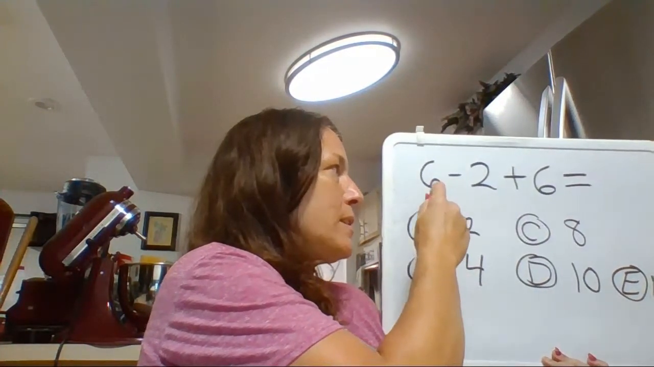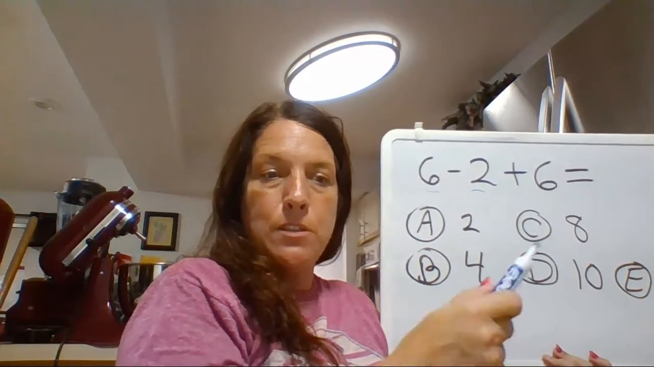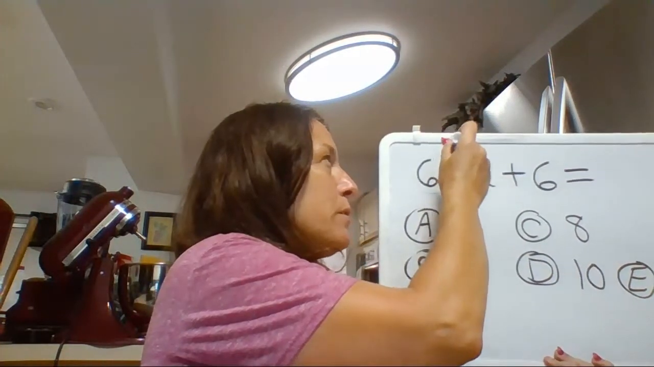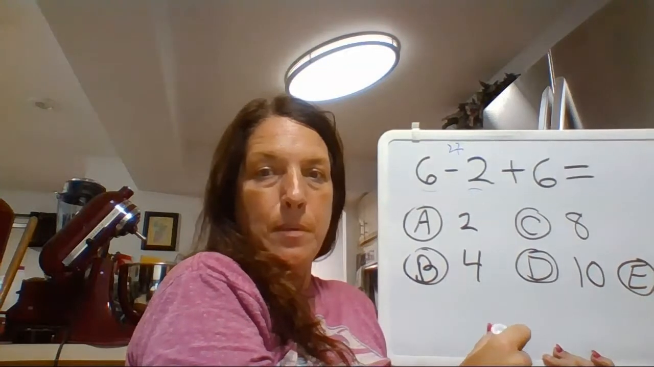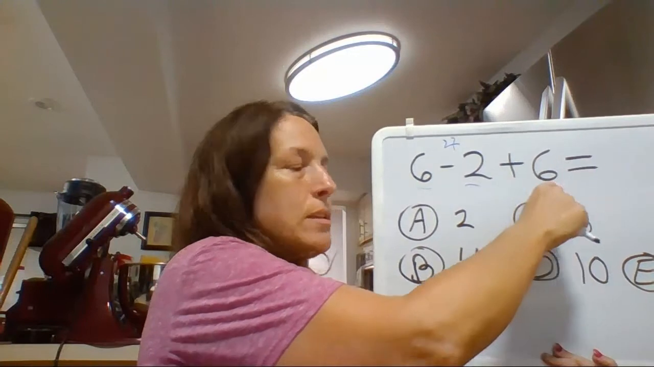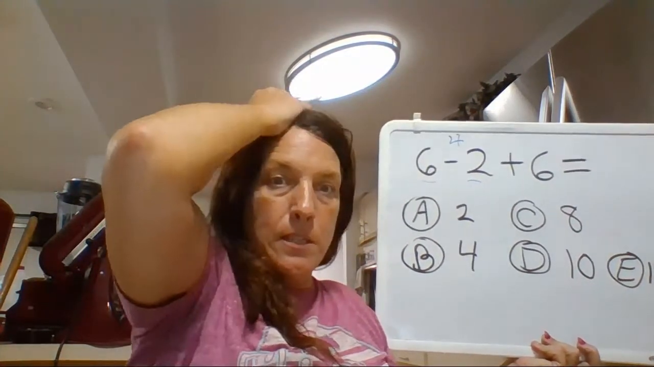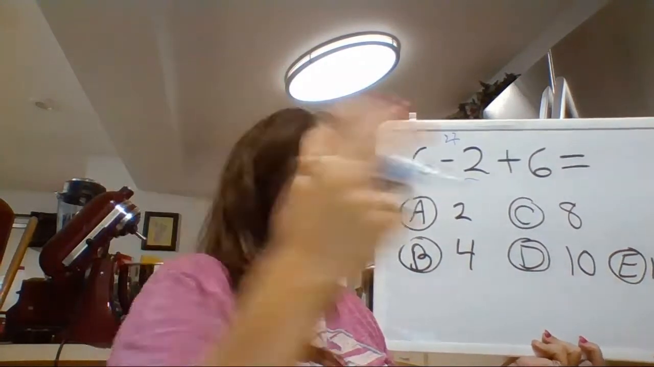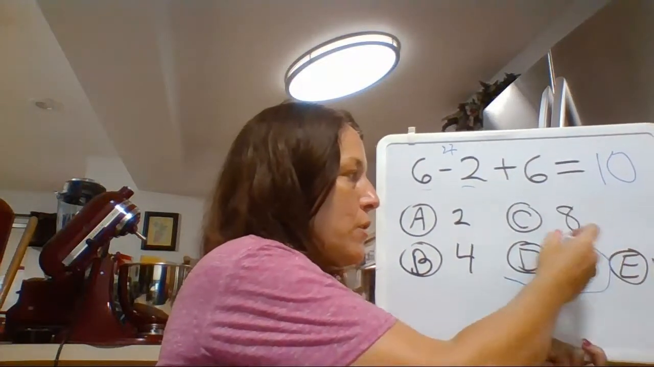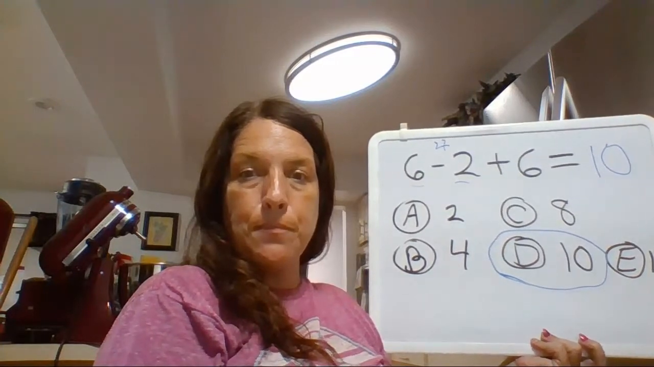So we're going to start with 6, take away 2. If you start on 6 and count back 2, 6, 5, 4, you get 4, right? But we're not done yet because we haven't added 6. So now we need to do 4 plus 6. What is 4 plus 6? 6, 7, 8, 9, 10. 4 plus 6 is 10. Your answer should have been D. Okay.